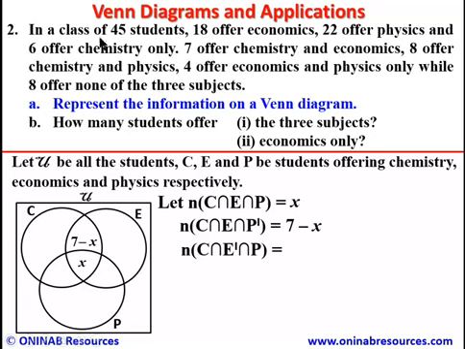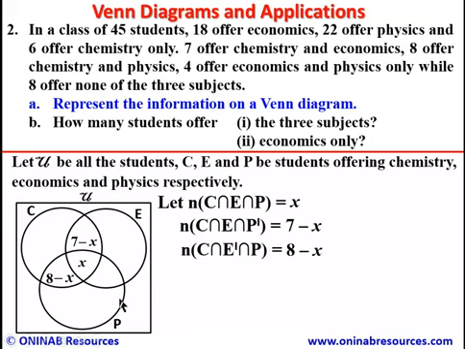Offering chemistry and physics, there are 8 students who offer chemistry and physics. Since there is no "only" here, we are going to remove those offering the 3 subjects from 8, so that we now have it as 8 minus x, and this is the region.